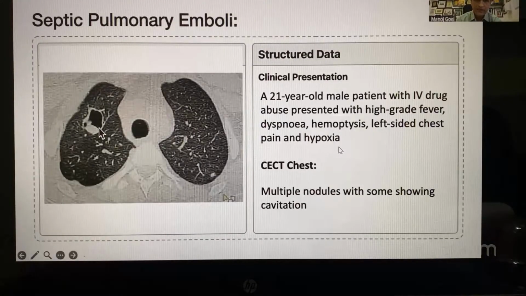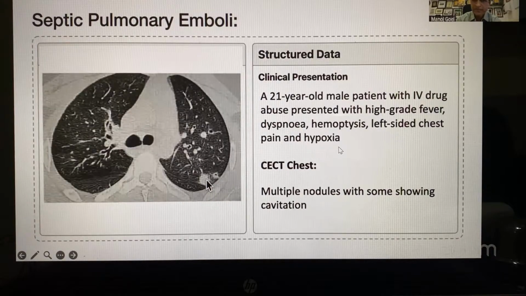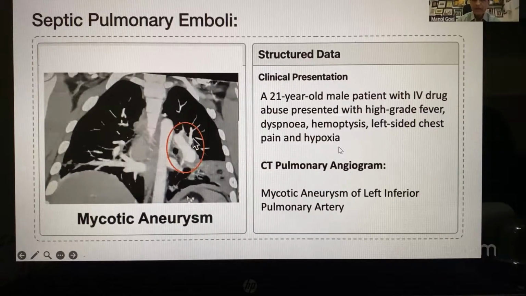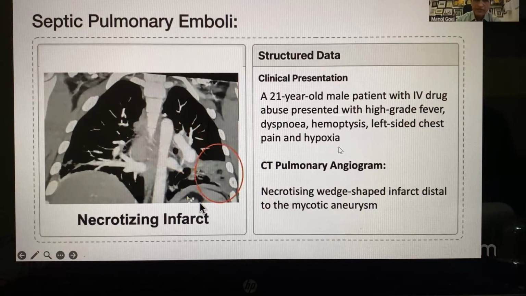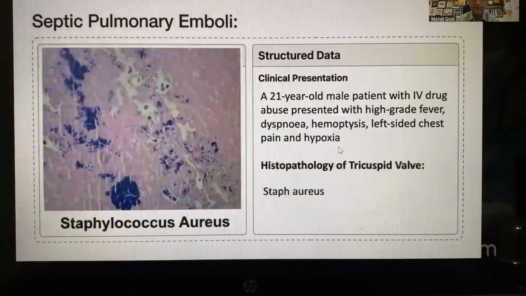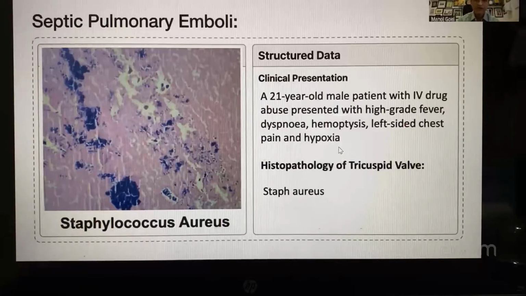On the contrast CT scan, this patient showed multiple nodules, with some of them showing cavitation, as you can see here. This patient also had a mycotic aneurysm of the left inferior pulmonary artery. You can see this dilated inferior pulmonary artery, and this is what we call a mycotic aneurysm. Distal to this mycotic aneurysm, there was a necrotizing infarct, which was also visible. This patient was highly toxic and very difficult to treat. After stabilizing the patient with IV antibiotics for 2 weeks, the patient underwent tricuspid valve replacement, and the histopathology of the tricuspid valve showed colonies of Staphylococcus aureus.